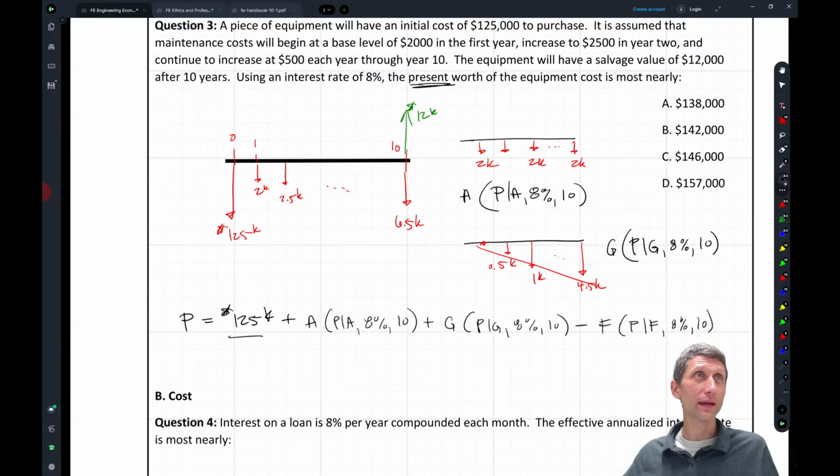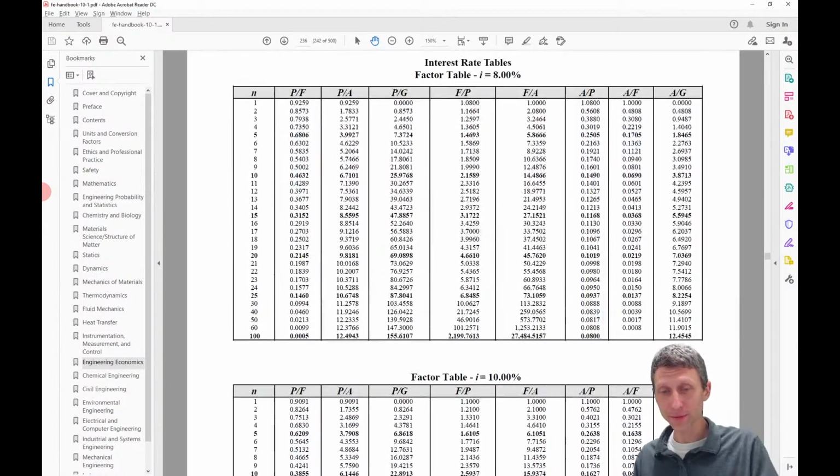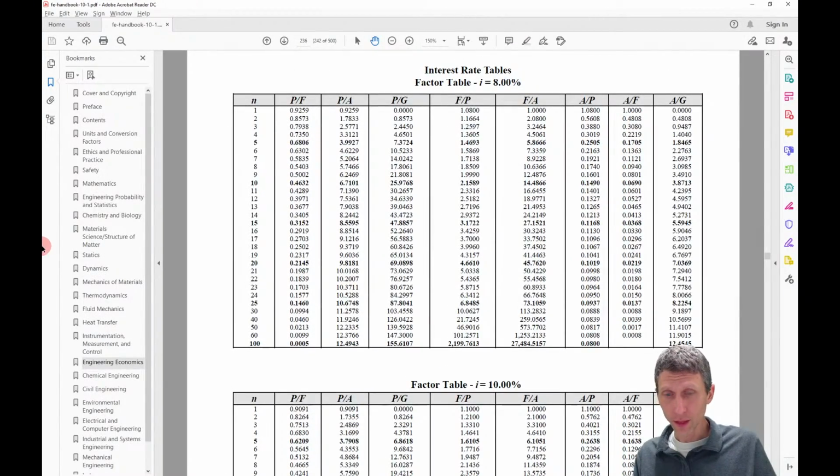So let's come back here to our chart, and we are at 8%. Let's get a couple of factors. At 8%, I'm just going to tell you what they are, and then I'll write them down. I think I have them written down here. The first one we were looking at was P given A, so we want the present value given A at 10 years, which is 6.7101. We want P given G, so we're going to use 25.9768. And then we want P given F of 0.4632.